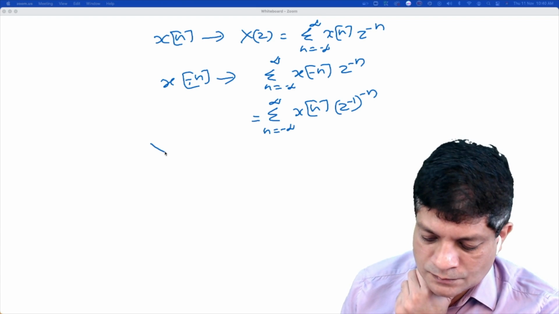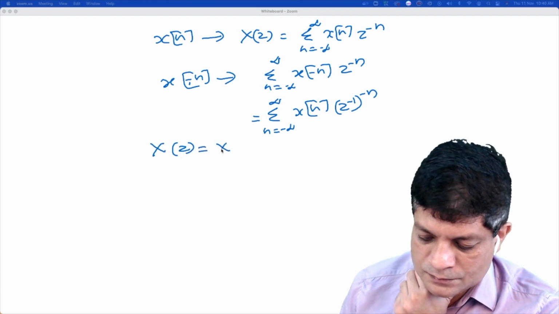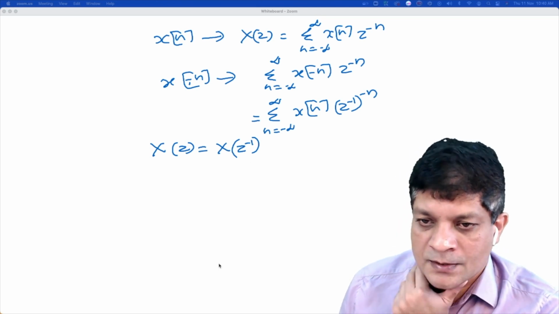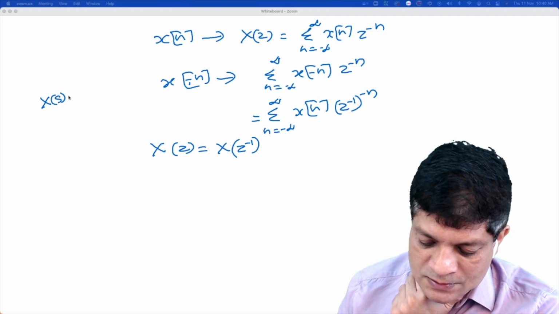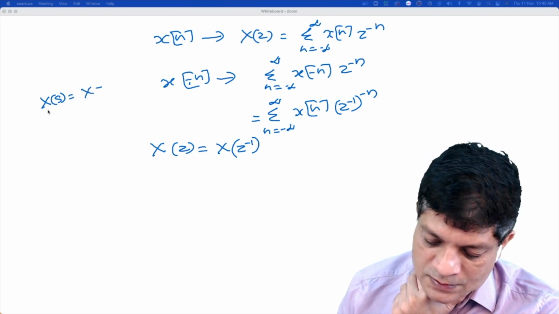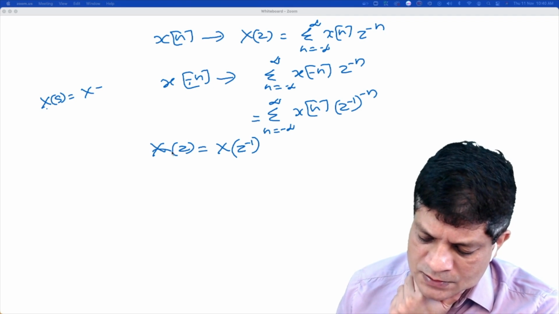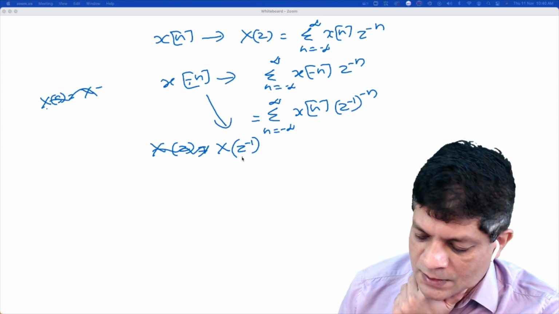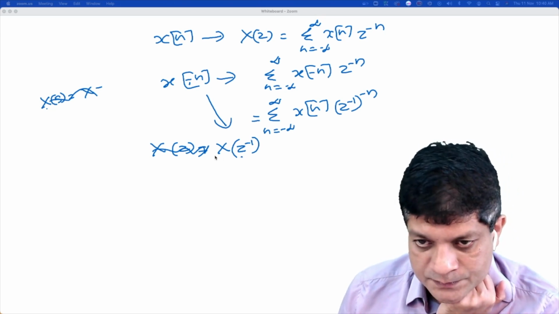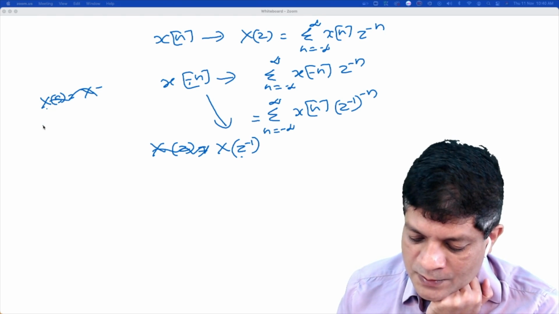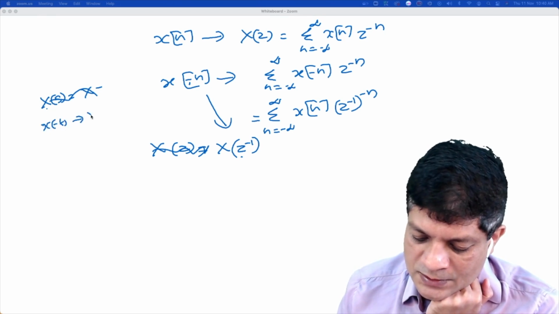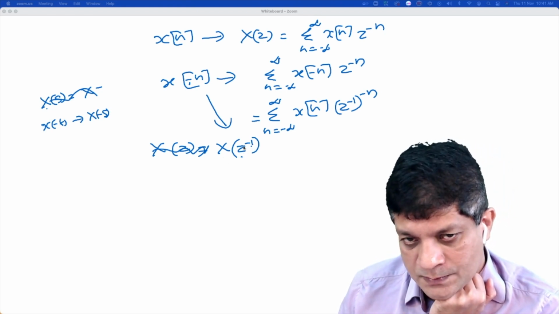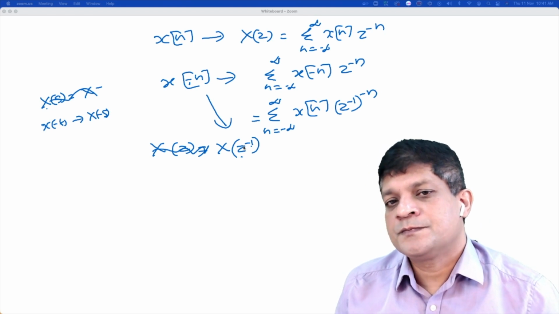X(z) raised to minus 1. Okay. And in the case of the Laplace transform, it was X. Sorry, it is X(z) equals X(z to the power minus 1). The z transform of this is X(z to the power minus 1). In the case of the Laplace transform, for x(minus t), it is X(minus s). But here it is z to the power minus 1. And what about the ROC? Will it change the ROC?